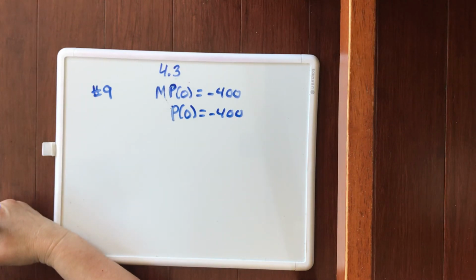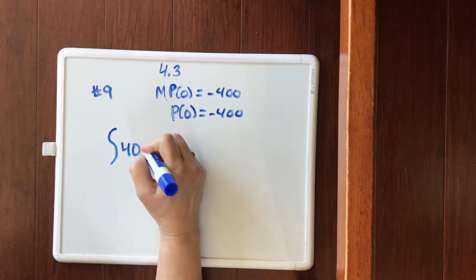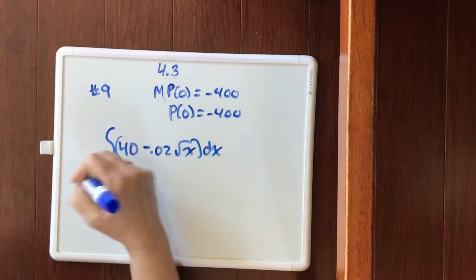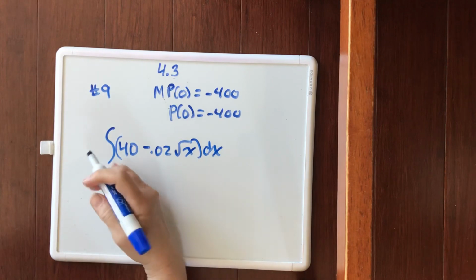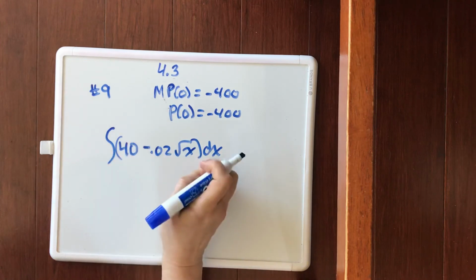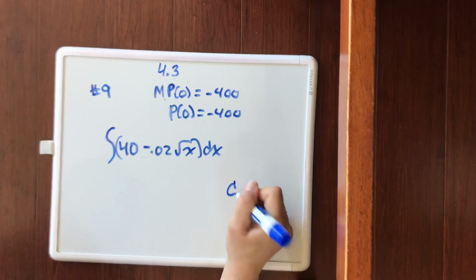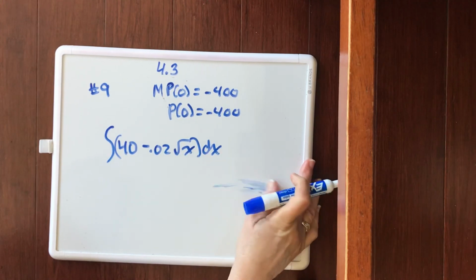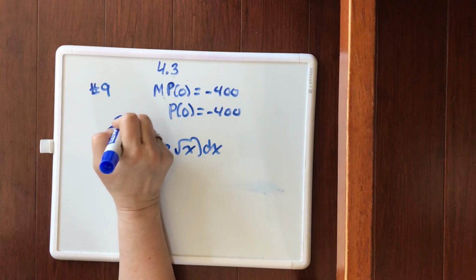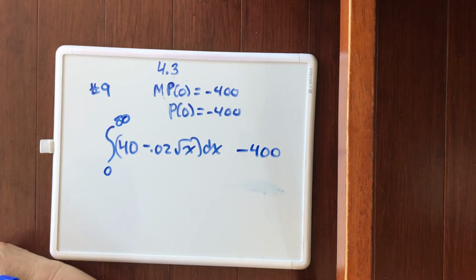All right, so what you'll need to do is you're going to be integrating 40 minus 0.02 square root of x dx. And when you do that, you're going to find out your plus c is going to be minus 400. Again, if you do this and you get a plus c because it's indefinite, you're going to have a c, and c is going to be negative 400. So to actually do the problem, we're going to be integrating from 0 to 80, and then we're going to minus 400. Okay, so there's a little hint for you.